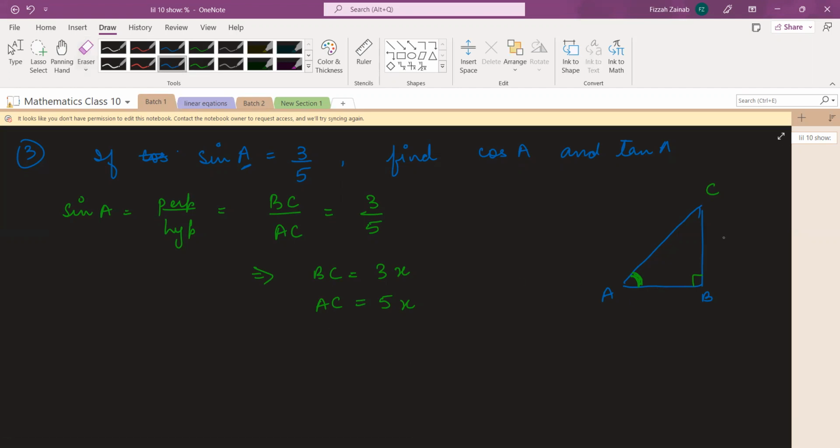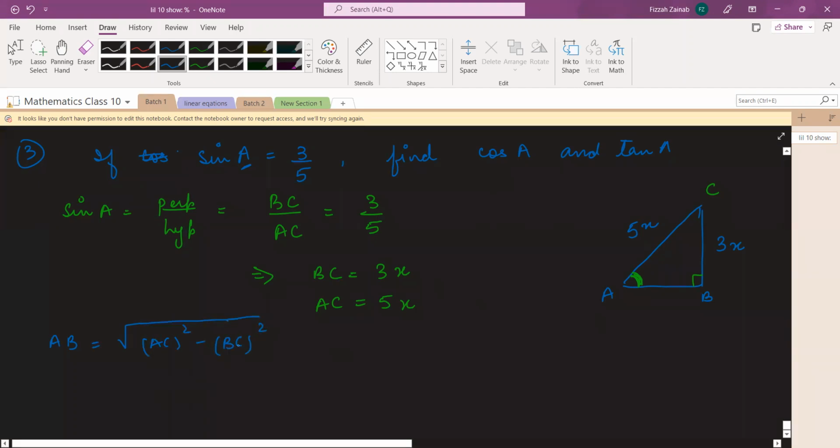So BC side is now 3x and AC is now 5x. So two sides you have got, right? Again, first of all, you need to find the third side, which is AB. Use Pythagoras theorem. So your AB will be square root of hypotenuse, that means AC square minus BC square. Is that clear? I have directly written like that.